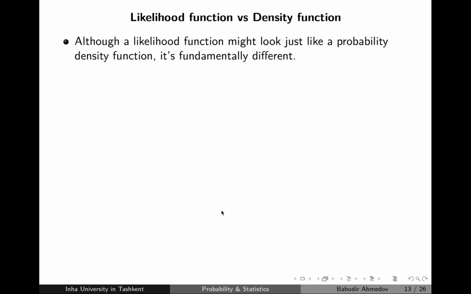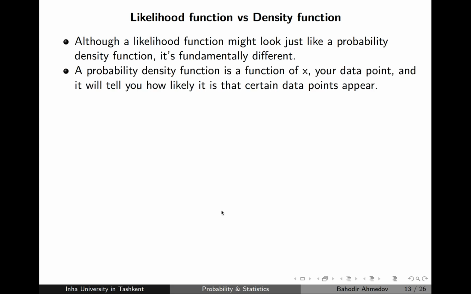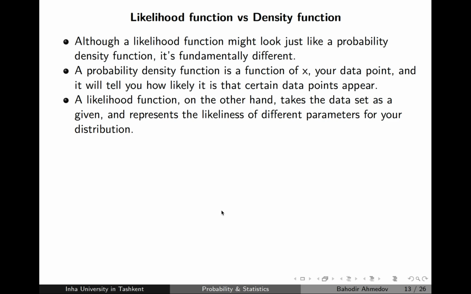So the likelihood functions might look similar to the density functions, but fundamentally they are different. While the probability density function gives us the probability of appearance of the different outputs, the likelihood function gives us the probability of appearance of the data under different parameters.